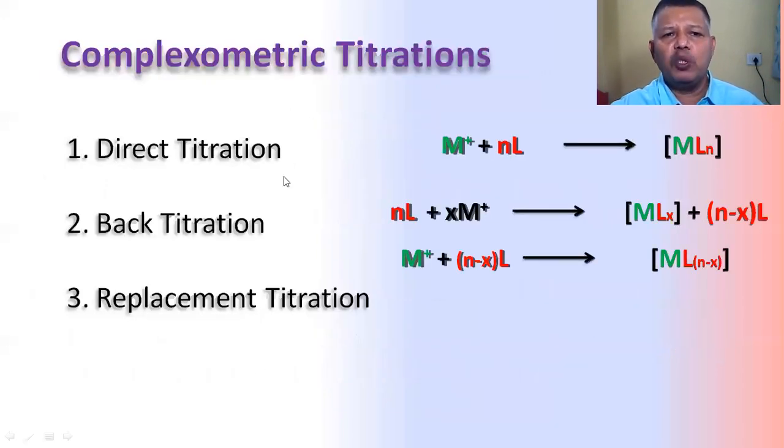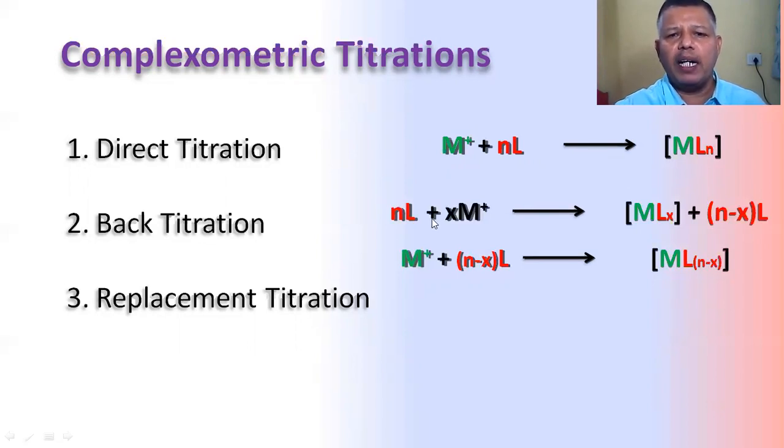Now there are three types of complexometric titration. First is the direct titration, the second is the back titration, and the third is the replacement titration. These types of titrations are the complexometric titrations. Now in the case of the direct titration, the metal reacts with the indicator and directly with the EDTA ligand, and we get the formation of the complex, and the indicator shows the change in color. No metal remains, and therefore we can use direct titration.